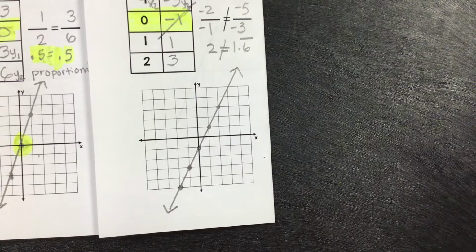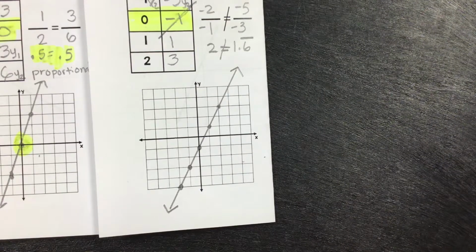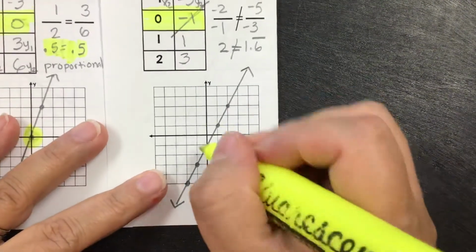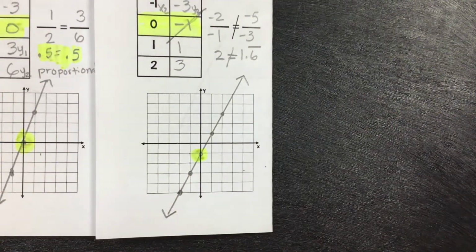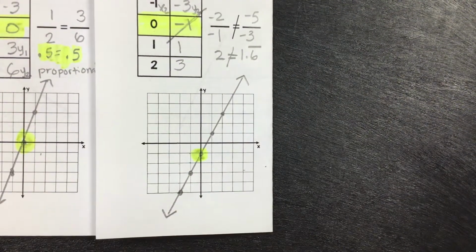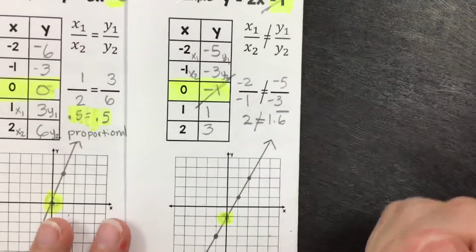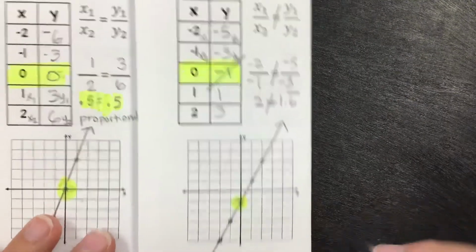And the last way to identify that something is non-proportional is that it doesn't go through the origin at the y-intercept, making this whole line non-proportional. All right, take a look inside.